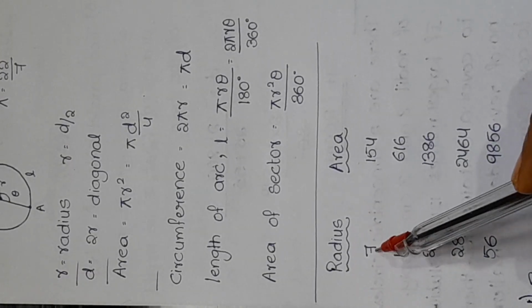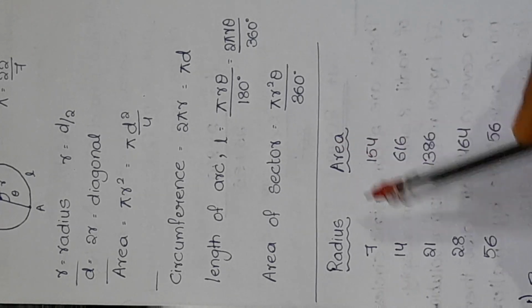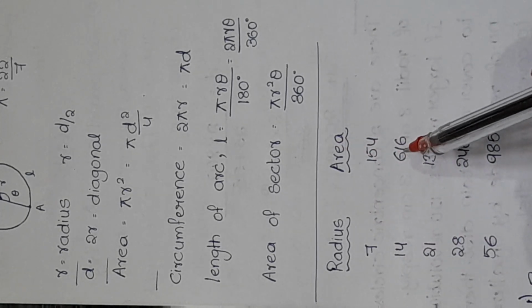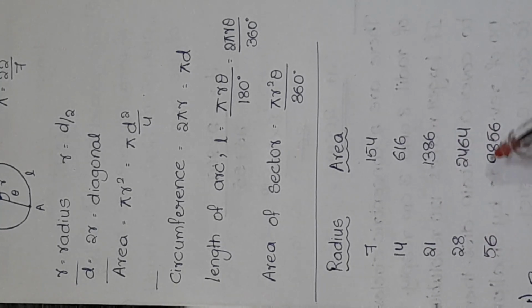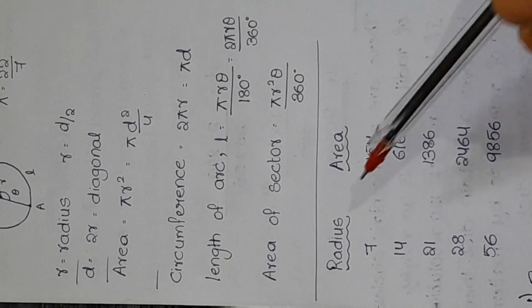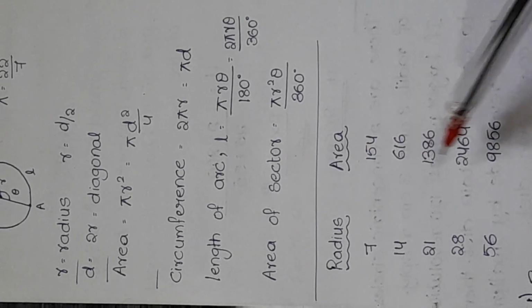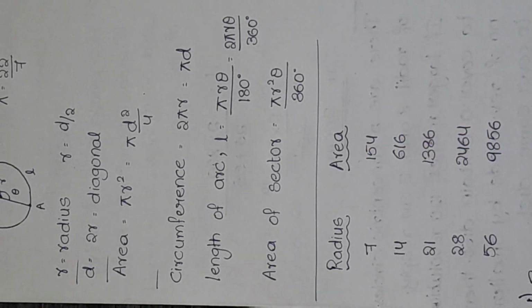If the radius is 7 centimeters, the area will be 154. If radius is 14, the area is 616. If you memorize these values, we can directly write the value of the area instead of calculating pi r square.